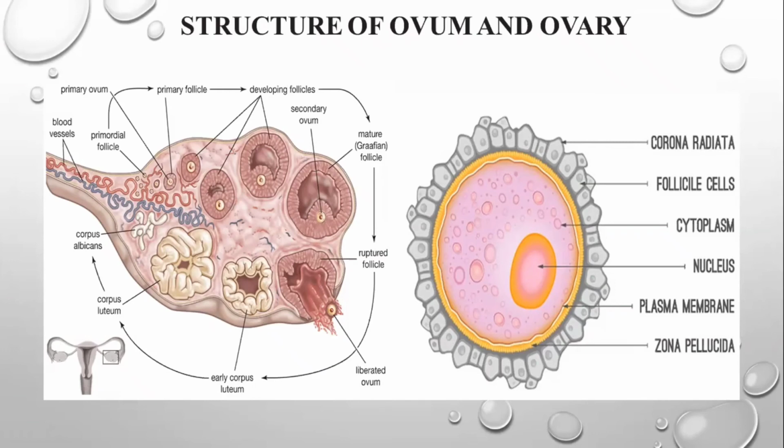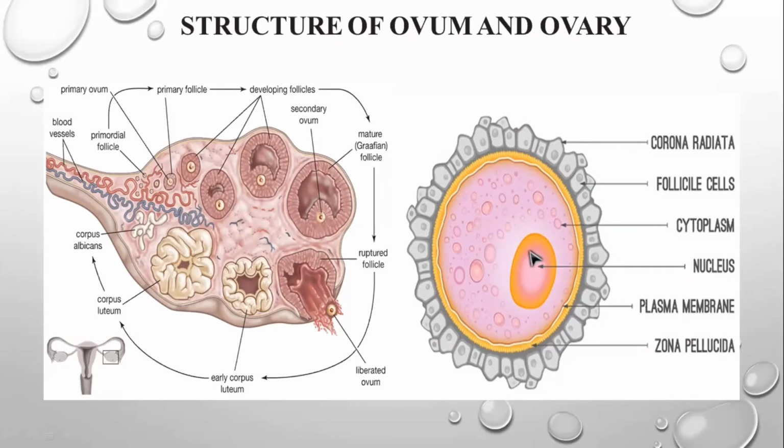And this is the structure of your ovum. The ovum has two important layers. We call the outer layer, with the follicle cells, the corona radiata. Then there is the cytoplasm with a nucleus, and inside the nucleus there is a nucleolus with all the haploid genetic material.